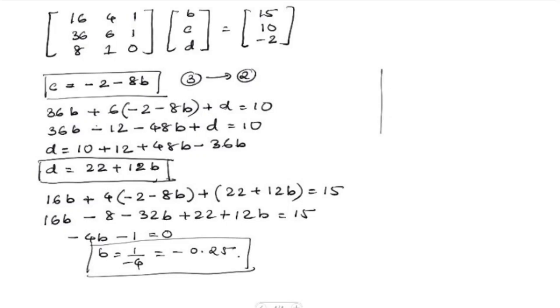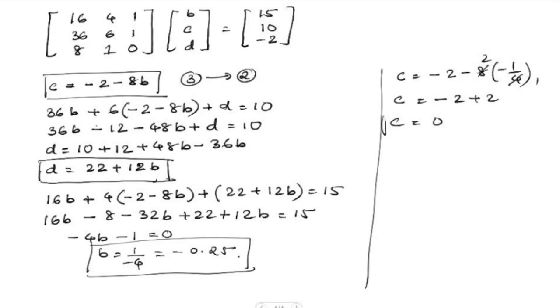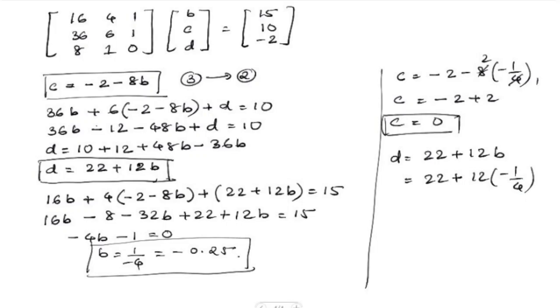Now we can put the value of B in the C here. So you have C is minus 2 minus 8 times B. So B is minus 1 over 4. So you have 4 times 1, 4 times 2, so you have C is equal to minus 2 plus 2, therefore C is equal to 0, right? So you can stop here because the question asks us to find the value of C, but anyhow I'll do the workout for D. So from here we can see that D is equal to 22 plus 12B. So you have that 22 plus 12 times B, which is minus 1 over 4, so that is equal to 19. So the value of D is equal to 19.